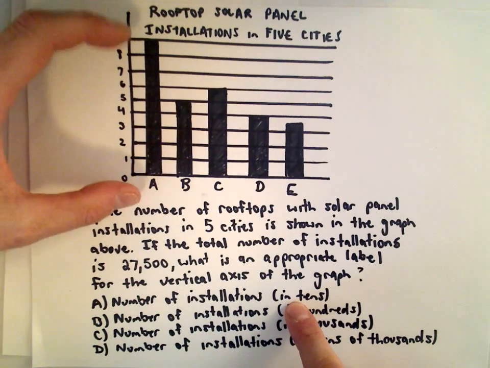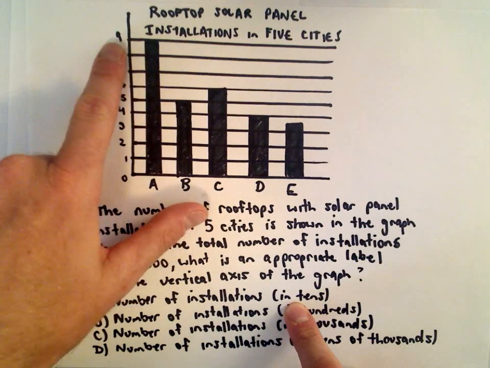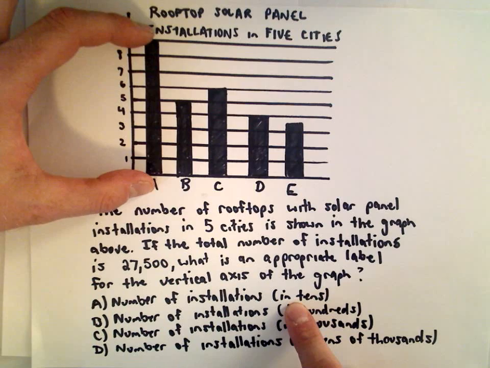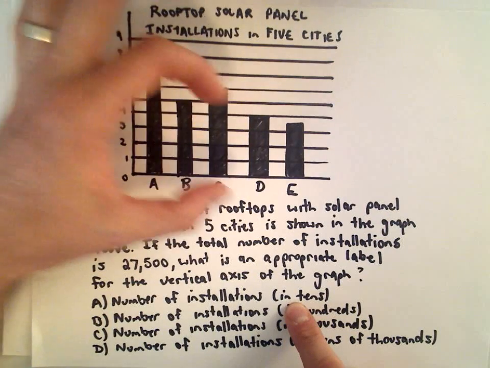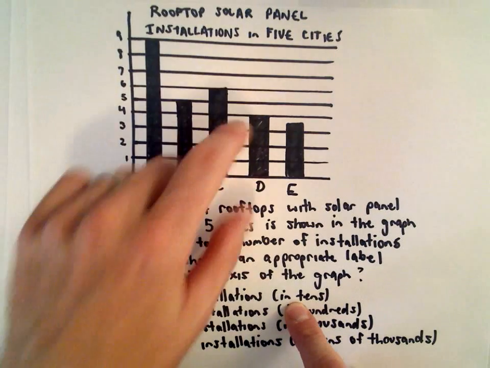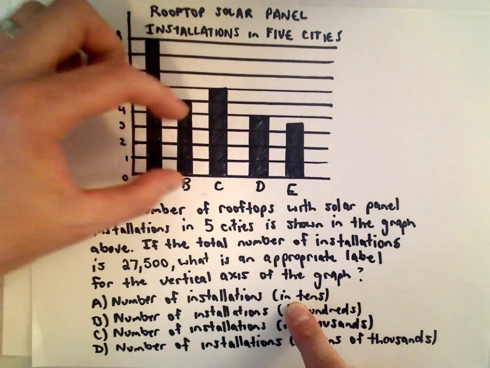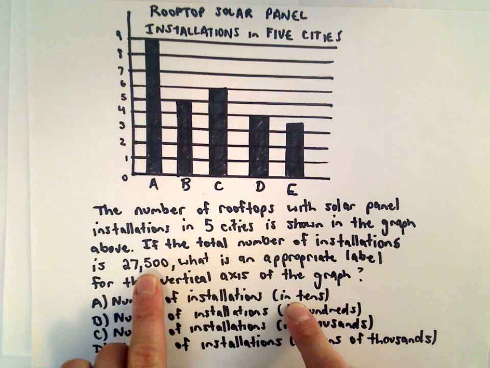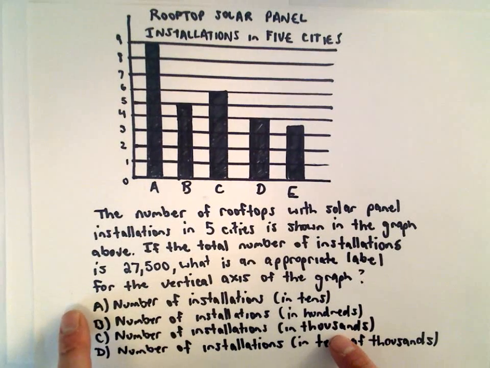If it was in tens, that means city A goes up to a height of 9. So if this was in tens, that means in city A there were only 90 solar panels installed. 50 in city B, 60 in city C, 40 in city D, and then about 35 in city E. Well, if you add up 90 and 50 and 60 and 40 and 35, you're not going to get 27,500. So to have that unit in tens definitely doesn't make sense.